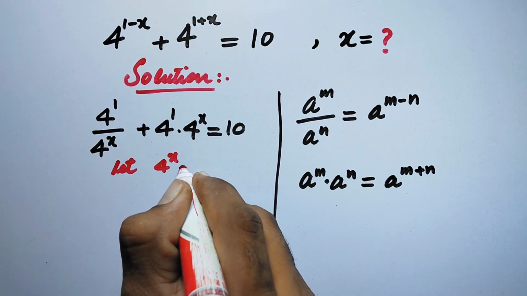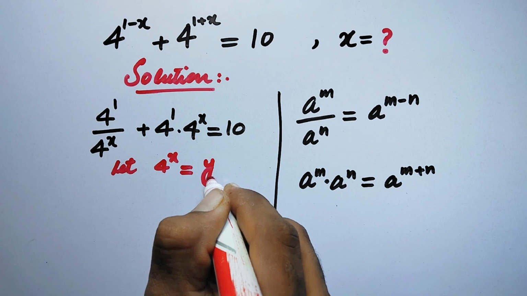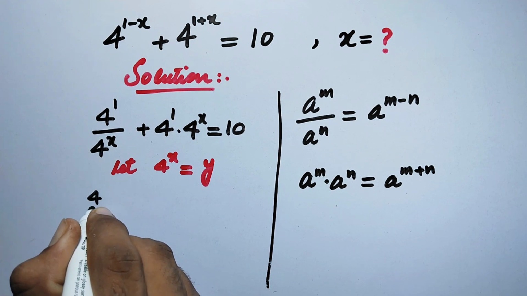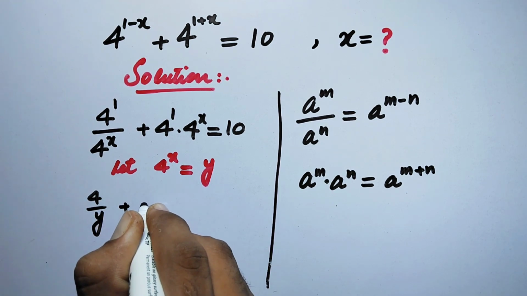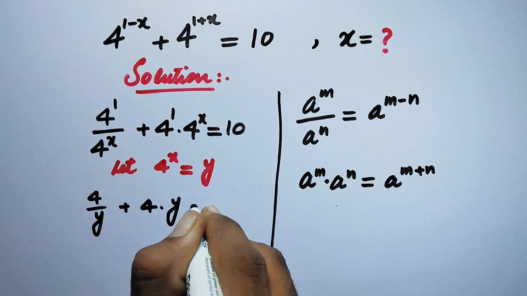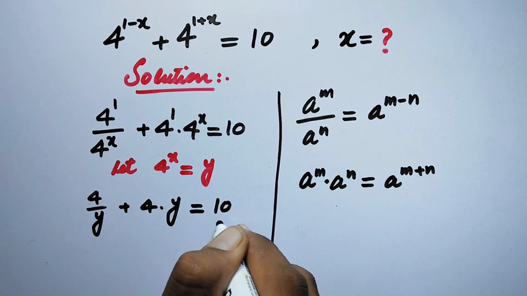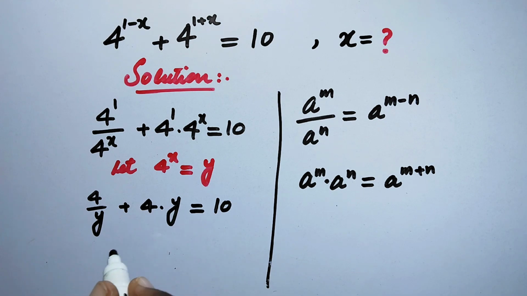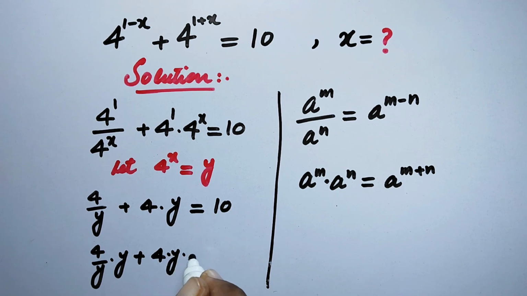So now next we will let 4 to power x equal to y. So now this equation will be 4 over y plus 4 times y is equal to 10. And now what we will do next is multiply the whole equation by y. So here it will be 4 over y times y plus 4 times y times y is equal to 10 times y.